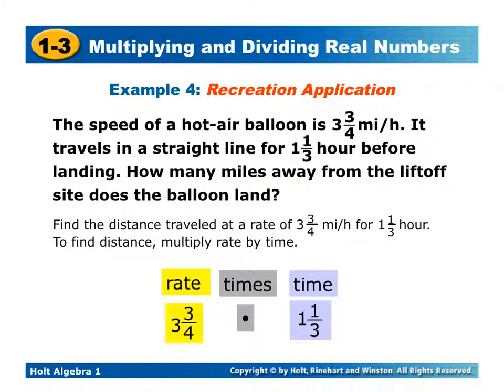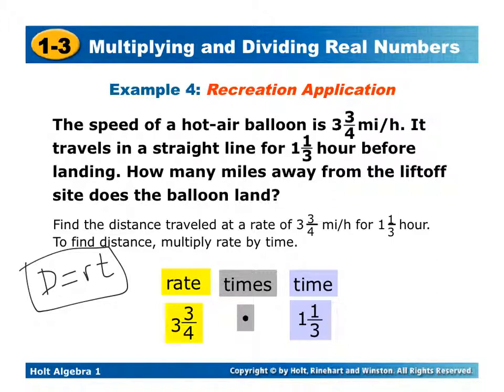Now let's look at some real life applications of this. The speed of a hot air balloon is 3 3/4 miles per hour. It travels in a straight line for 1 1/3 hour before landing. We want to know how many miles away from the liftoff site the balloon lands. So to find the distance traveled at a rate of 3 3/4 miles per hour for 1 1/3 hours, we multiply rate times time. A good formula to know is that distance is always equal to your rate multiplied by your time. This formula is one you will use quite often. It's good to get down and remember.